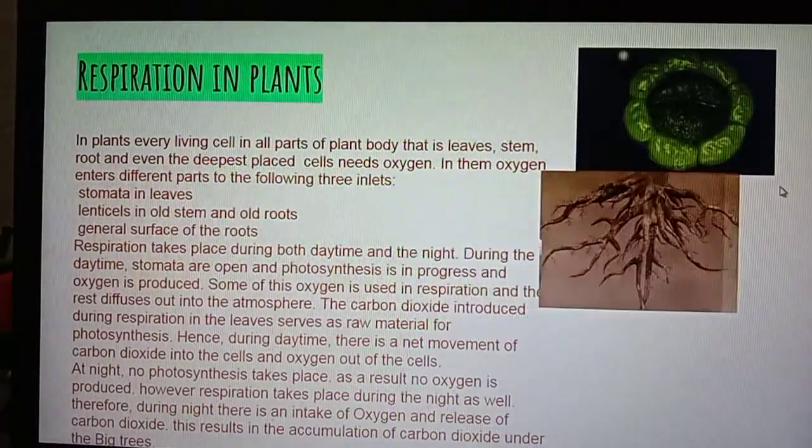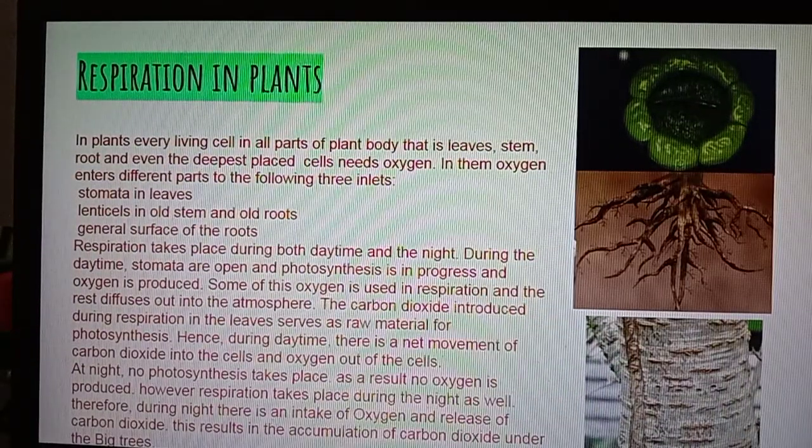Now respiration in plants, our most important topic. So in plants, every living cell in all parts of the plant body, that is leaves, stem, root, and even the deepest places, cells need oxygen. Every living part needs oxygen. So how does oxygen reach different parts like leaf, stem, and root? It reaches through the following three inlets.